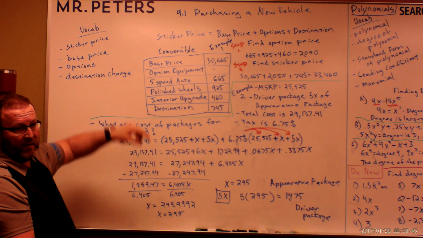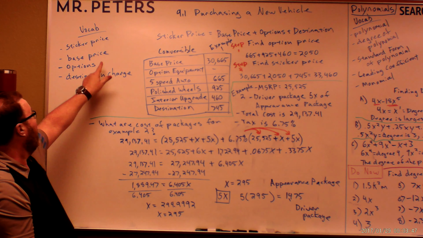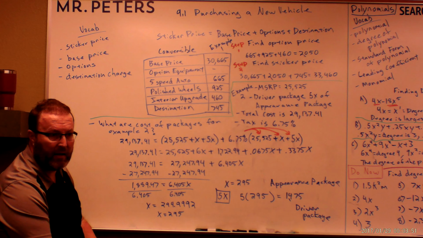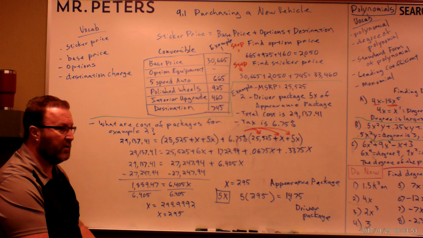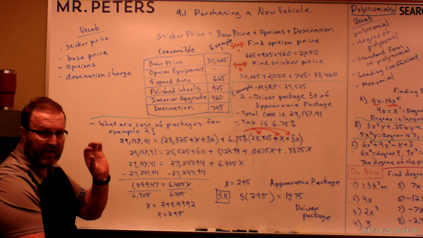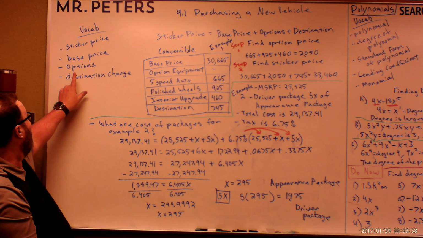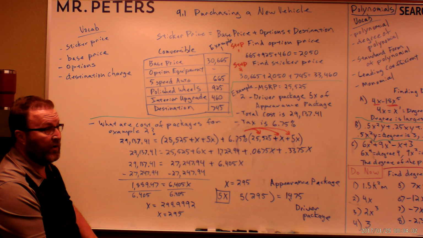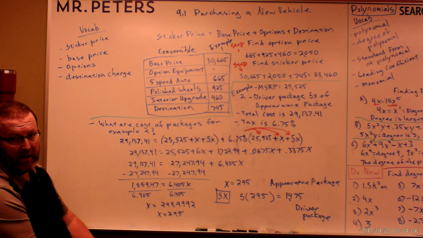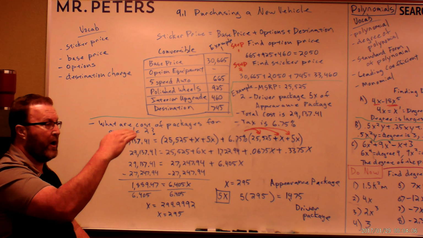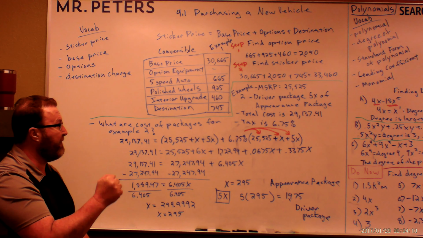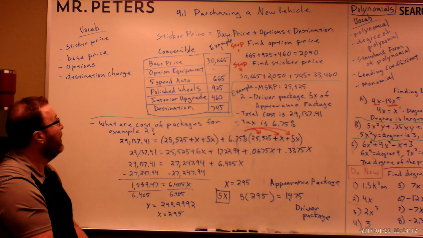Sticker price is the price that's on the window, what they want to sell it for. Base price, that's the vehicle with no adds. Okay, no options, no destination charge, nothing's in there but the base price. Options, those are adds to a vehicle, like wheels and tires, changing the upholstery, things like that, or upgrading and packages. Destination charge is the shipping.